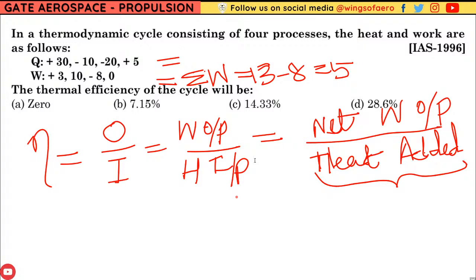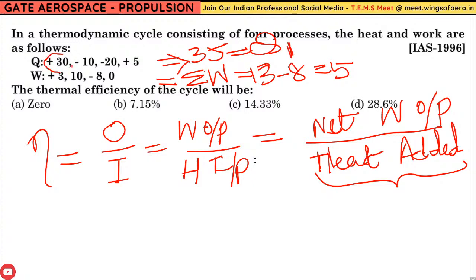14.33. It is 35. That means heat added. That is a heat adding Q1. Let's consider heat added is Q1. That is 35 because we will take whichever is adding, not liberating. Minus means what? The heat is leaving out from the system. You got the point, all of you?